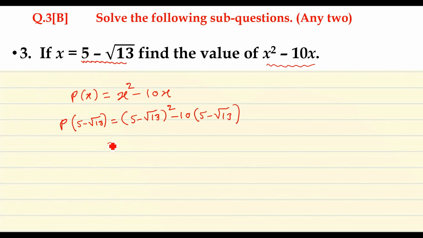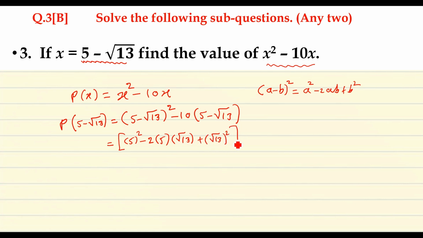Now we have to expand this. So this will be a minus b square. What is a minus b square? A square minus 2ab plus b square. If you apply this expansion formula, a square means 5 square, minus 2ab, 5 into root 13, plus b square, it means root 13 square, minus 10 into 5 minus root 13.